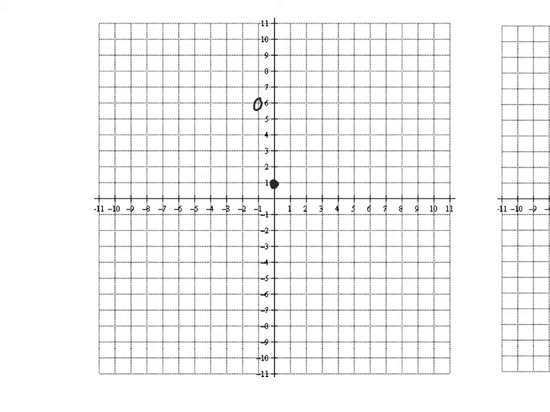When X is 1, Y is -2. When X is 2, Y is -3. And then when X is 3, Y is -2. And then when X is 4, Y is -2 as well. Okay, so what's going to happen is our graph is going to look like this. Okay, but we're not done.